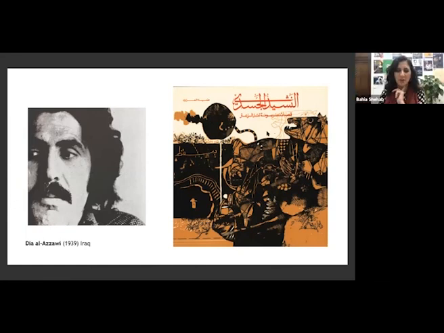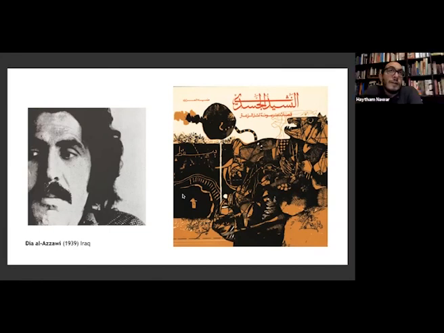Do you want to talk about the Iraqi school? Because there are a few stories that are really very powerful. So maybe Haytham, you can talk about Dia and I can talk about Rafa. Yeah, so Dia al-Azawi is, again, one of the masters. As Bahia mentioned, the Iraqi designers are great.